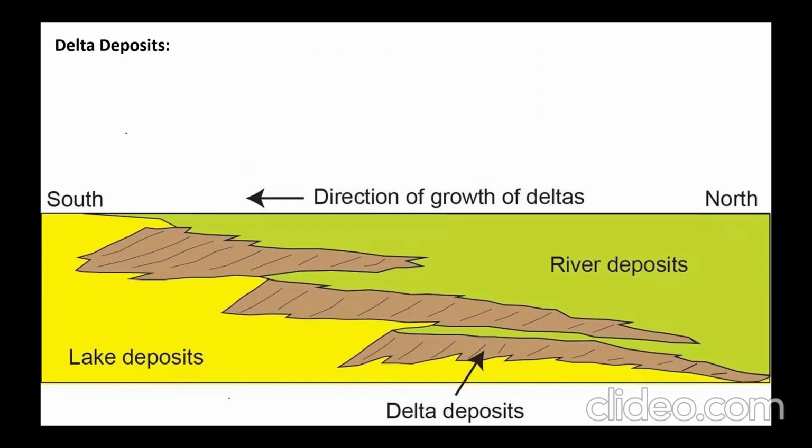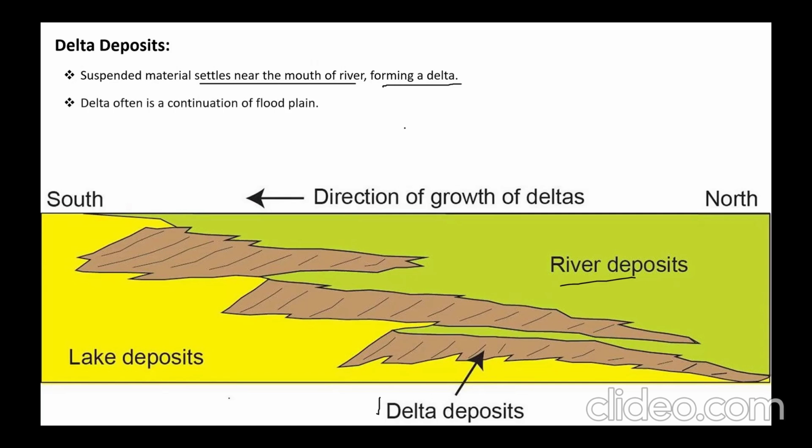Now let us see the delta deposits. What are these delta deposits? Suspended material settles near the mouth of the river, forming a delta. So what happened? Near the mouth of the river the material settles, and it leads to the formation of a delta deposit, just like this. See, this is a lake deposit, this is a river deposit, and in between you can see some delta deposits.